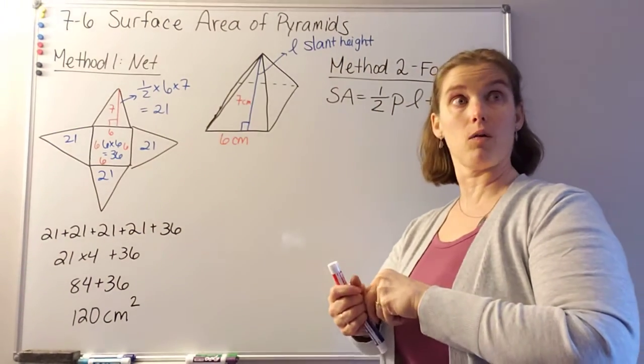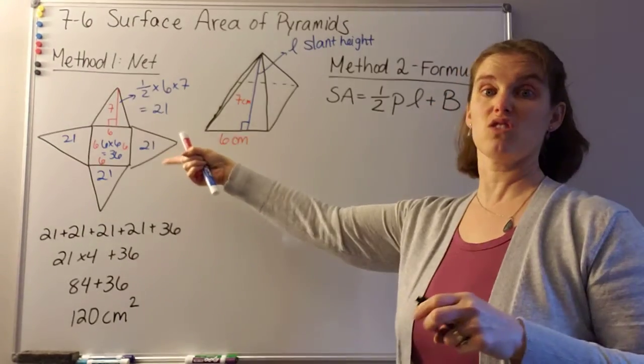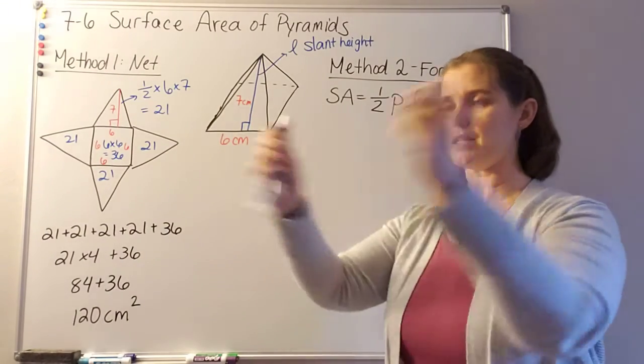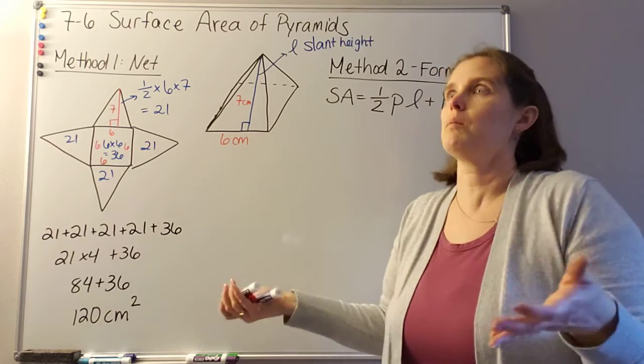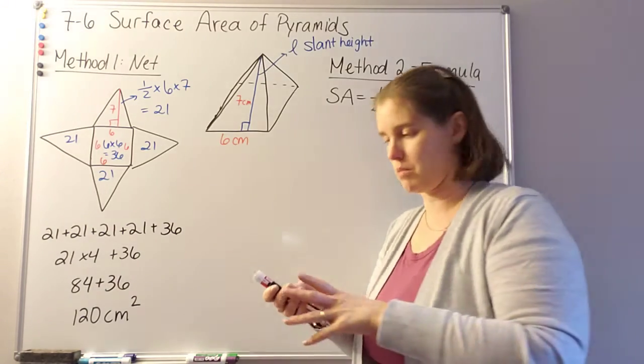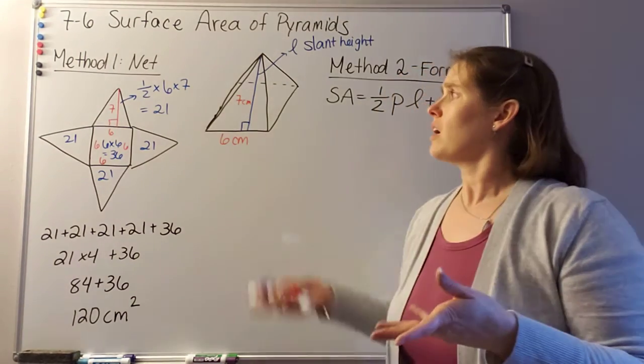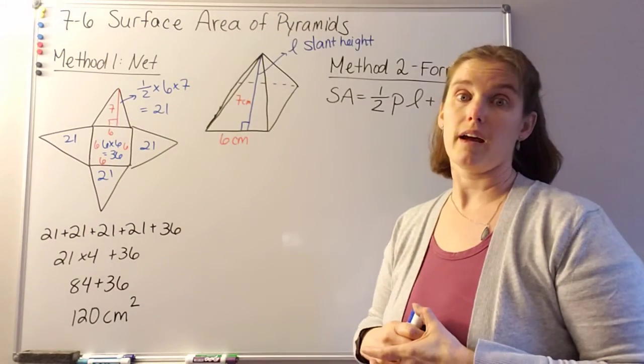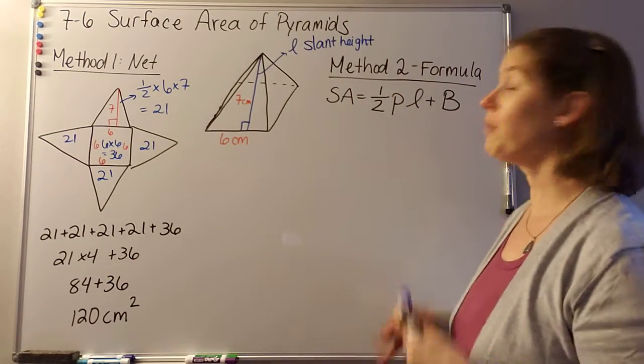All right, so that went pretty quickly, right? Net's much easier to draw here for a pyramid. Plop it down on its base, unfold the sides. Compare that to trying to figure out where to put the other base on the prisms. Like I said last week, pyramids I think are easier than prisms. All right, but we have to do them both.